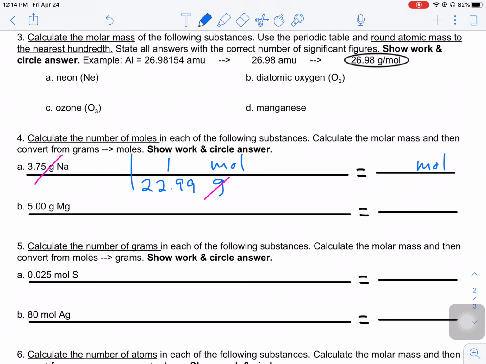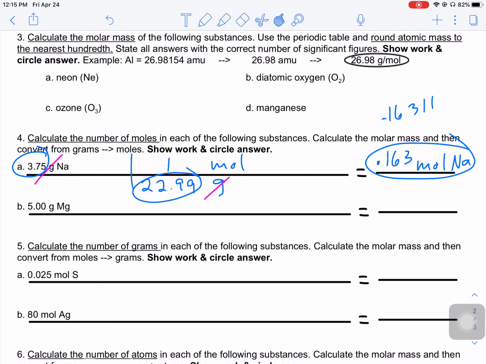So 3.75 times 1 is 3.75, divided by 22.99 is going to be a decimal value of 0.16311. Now, sig figs, 3 on top, we've got 4 on the bottom. I can keep 3 sig figs. So I'm going to call this 0.163 moles of, I can even put the element in there, sodium, 0.163 moles of sodium.